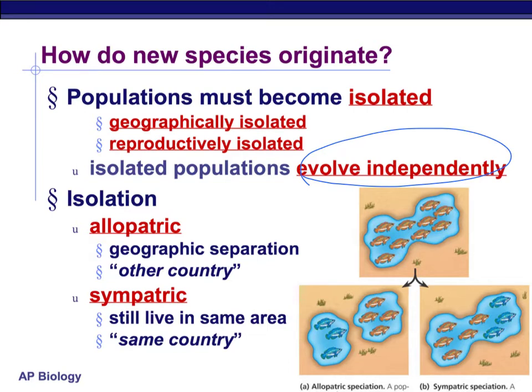Then the clincher is if two independent populations ever came back together and they could once more mate, then technically there was never a new species formed. But if the two populations come back and they still don't recognize each other as potential mates and no reproduction takes place, then we have two new species being formed.